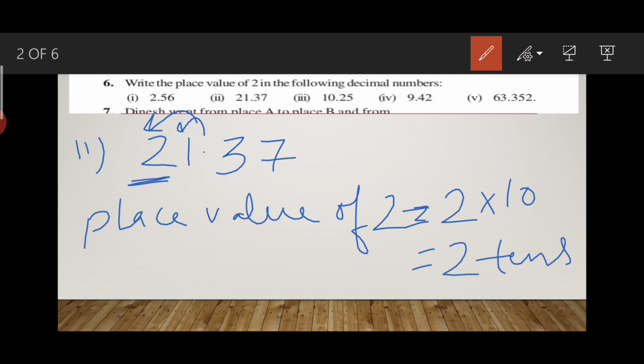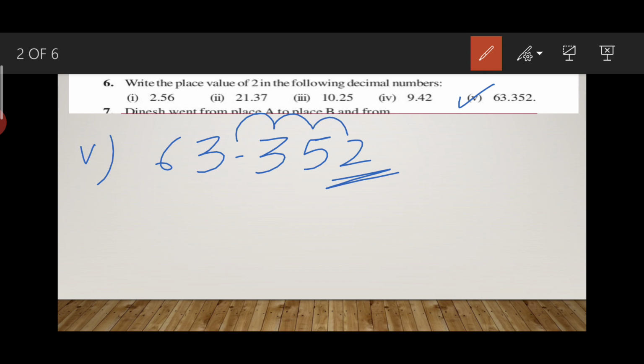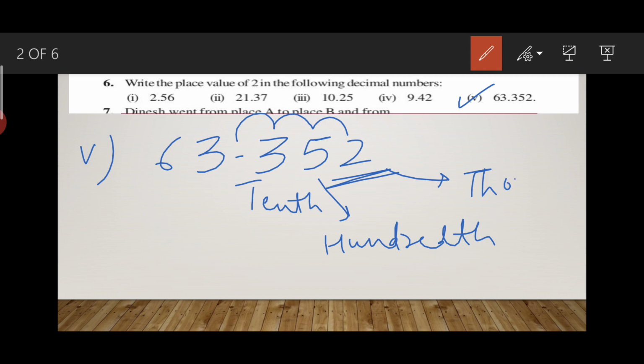Now moving on to the fifth part. Fifth part is 63.352. You have to find the place value of 2. As you can see, it is after the decimal, so you have to divide the number by, what is the value here, 1, 2, 3: this is tenth, this 5 is hundredth, and the value of 2 is thousandth.